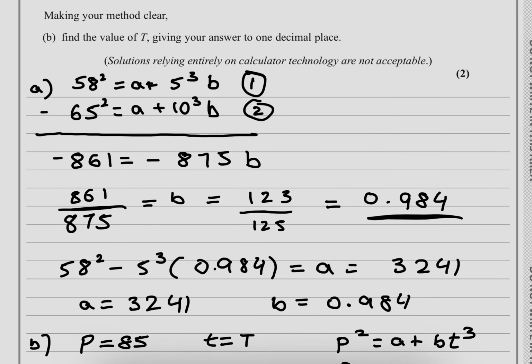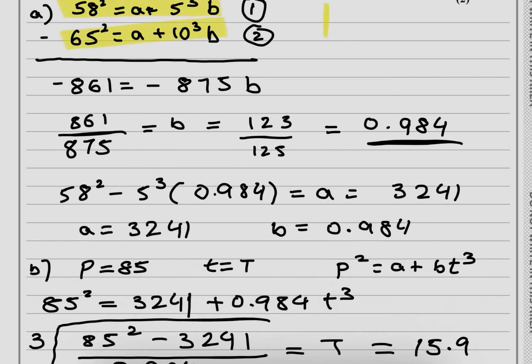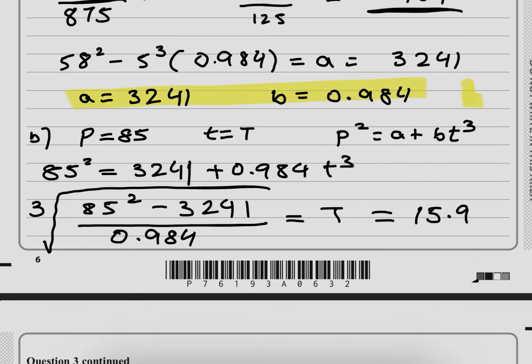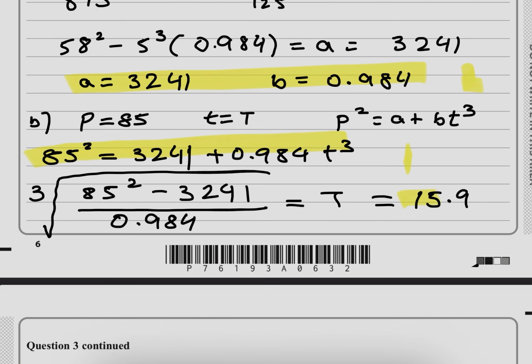Now, in these types of questions, you're going to get 1 mark for making these equations. That's 1 mark. And then 2 marks for the final answer. For the second question, you're going to get 1 mark for just this. That's 1 mark, and then 1 mark for your final answer.